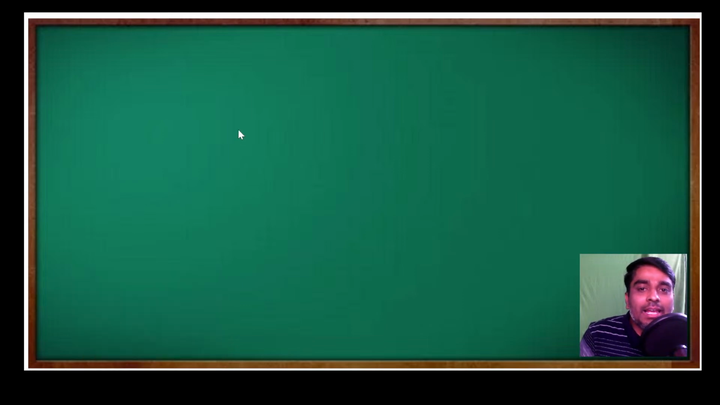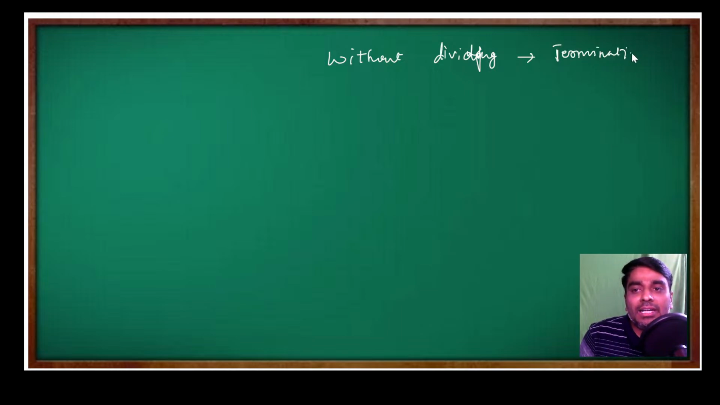Combination of 2 and 5. Without dividing a number, you will be able to say whether the number has a terminating decimal expansion or not. Terminating or not, without dividing, you will be able to tell.